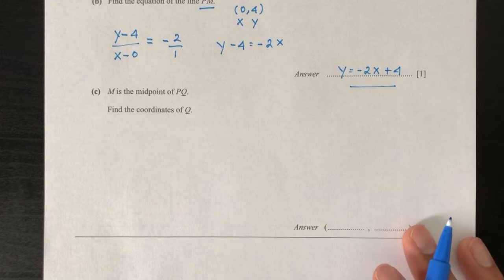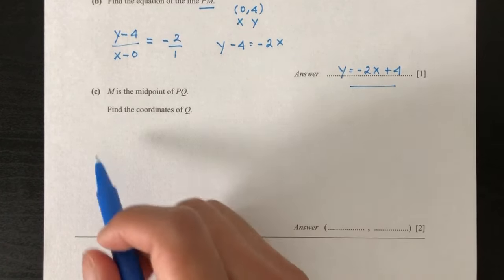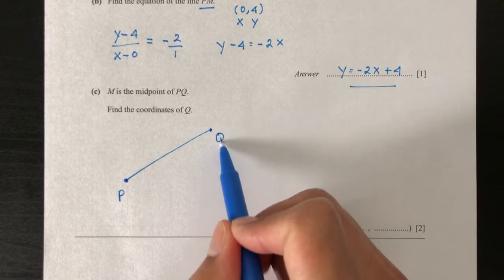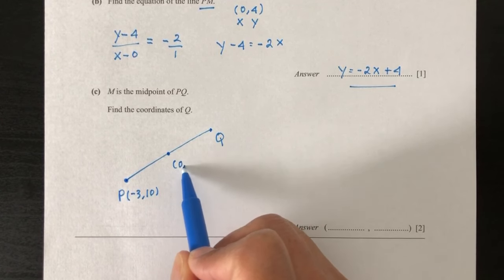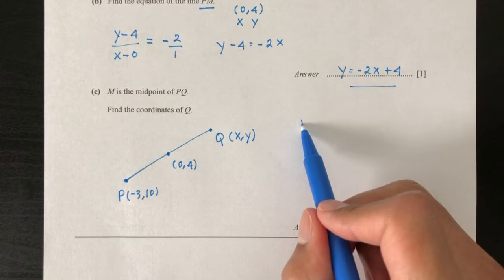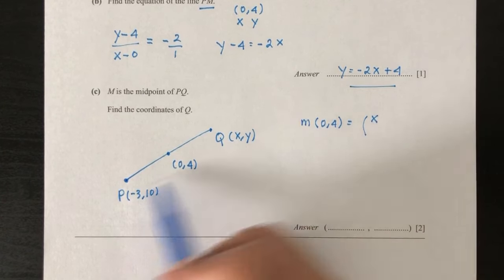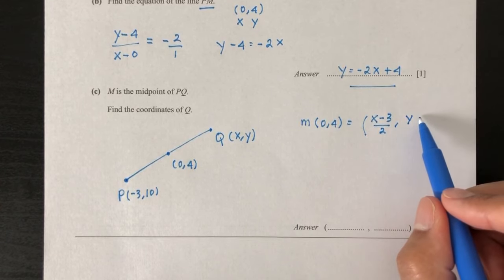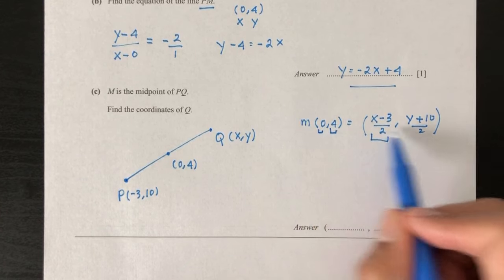Now for part C, M is a midpoint of PQ. Find the coordinates of Q. So basically we have a line like this. We have P here, and we have Q here. We know P is minus 3, 10. M is a midpoint, given by 0, 4, so we have to find Q that we don't know. So how do you find midpoint to begin with? You know that midpoint M is equal to x1 plus x2, divided by 2, and y1 plus y2 divided by 2. So we just have to equate this with this, and this with this.